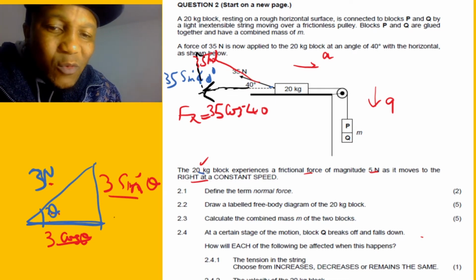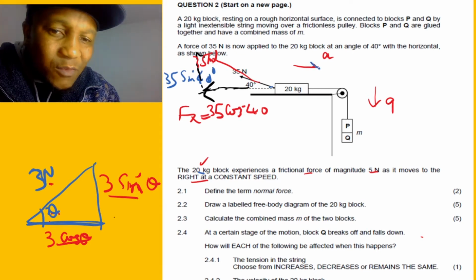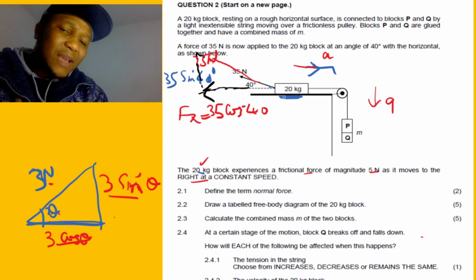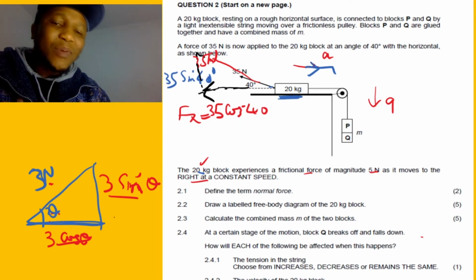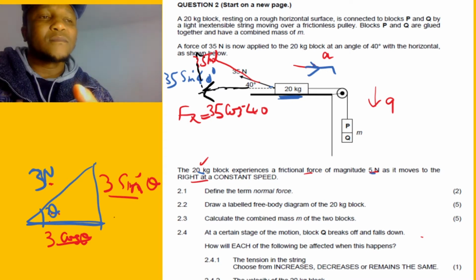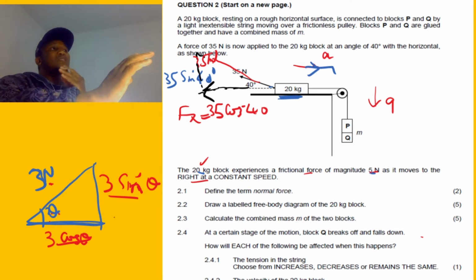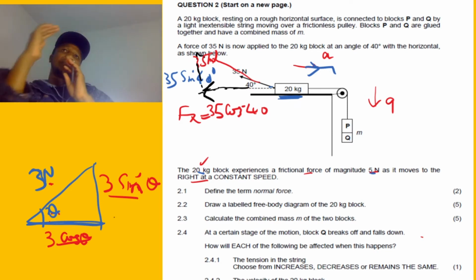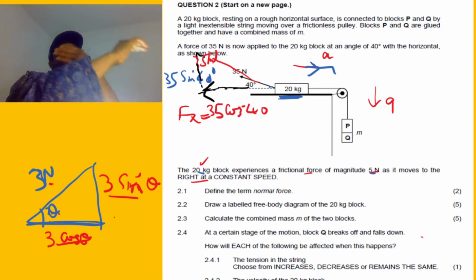So the 20 kg block experiences a force. Look, this block is moving that way. Since there's contact between the table, or the surface, and the block, that's why there's a friction force, which is 5 Newton. But the friction force always opposes the motion of the body or block. So this block goes that way, and the friction force is opposed.